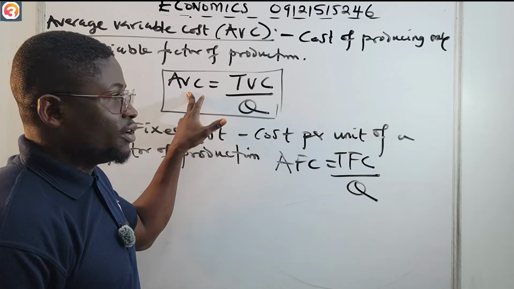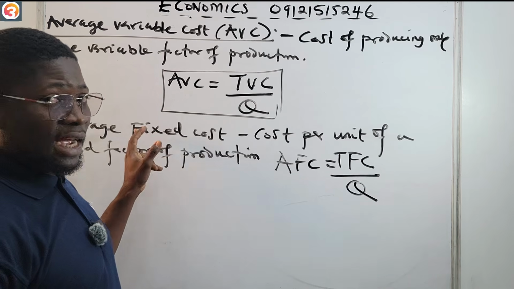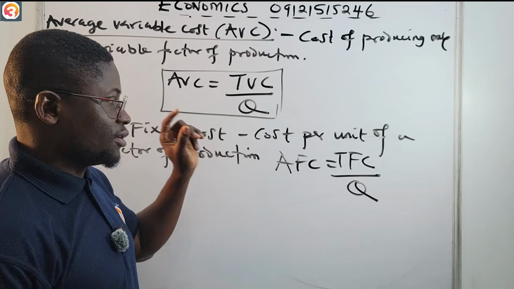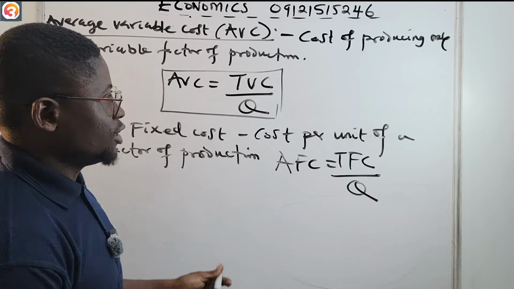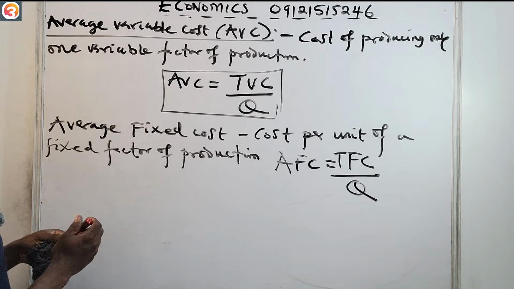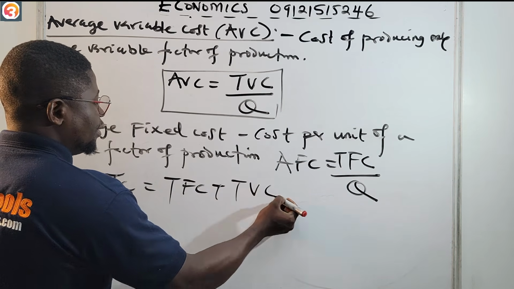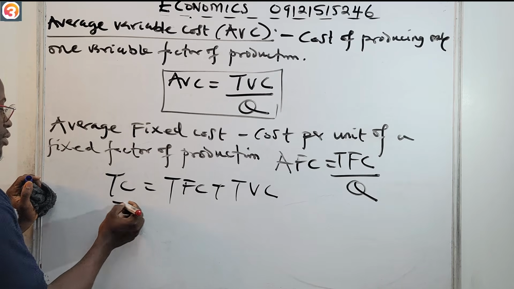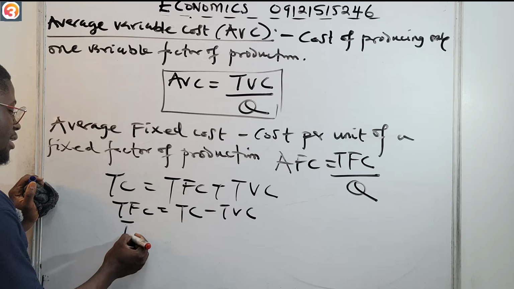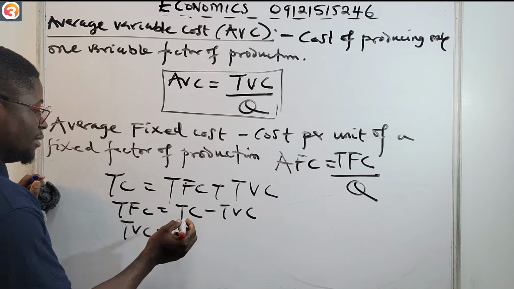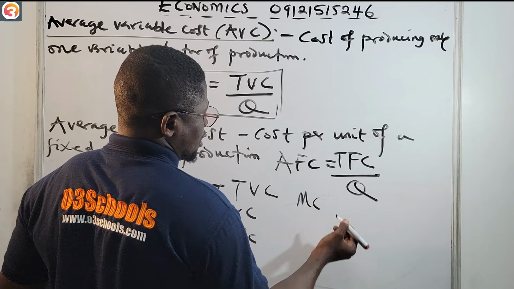So AVC, average variable cost, is TVC over Q. Average fixed cost is the cost of producing one fixed factor, so AFC will be total fixed cost over Q. All right, so we have all our formulas. We know that total cost is total fixed cost plus total variable cost. Our total fixed cost is total cost minus TVC. Our TVC is TC minus TFC.